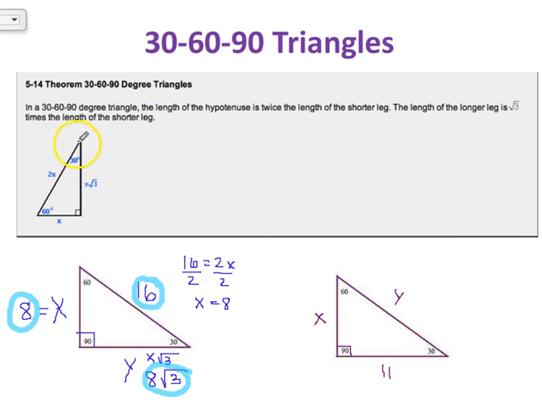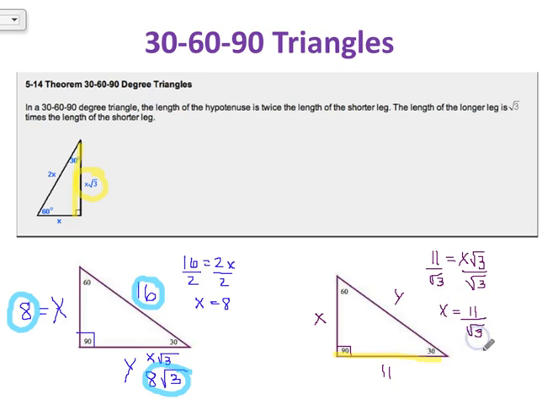So I'm going to go up to this triangle up here. We're given the length between 30 and 90 degrees, so that's equal to x radical 3. We are given that that side length is equal to 11. So I'm going to set 11 equal to x radical 3 and solve for x. To solve for x, I'm going to divide each side by radical 3. Now we've got x equals 11 over radical 3.